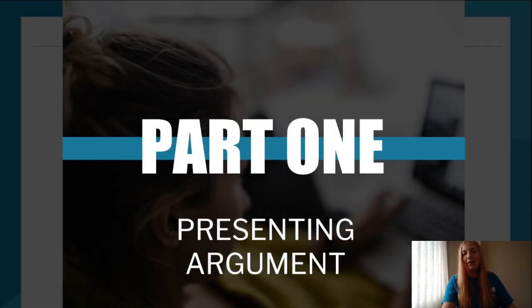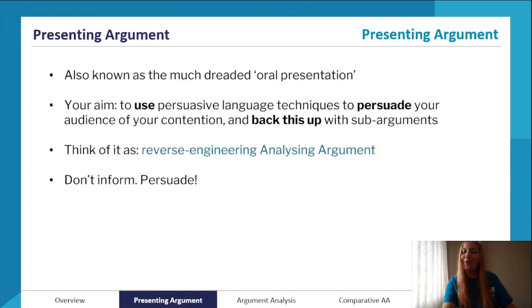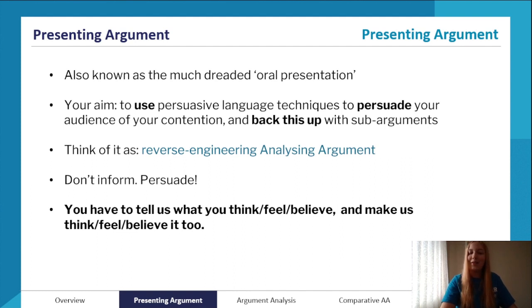We're going to start with presenting argument and have a chat about your oral presentation. So VCAA wants you to use persuasive language techniques to persuade your audience of your contention, or your reason for writing that oral, and back this up with your sub arguments in order to justify your opinion. Essentially, you can think of this as almost reverse engineering analyzing argument. You're not analyzing an article that someone has written, but you're creating your own piece of persuasive language.